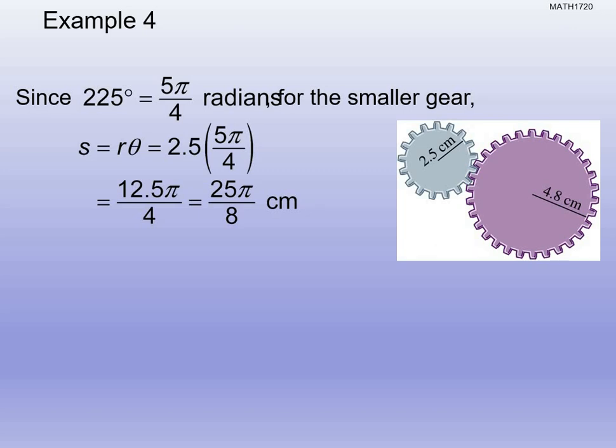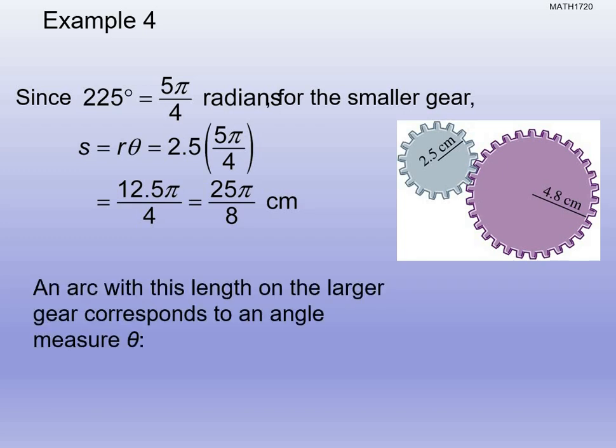Now we're finding theta of the large gear, and we just found its s, and we know what r is. R is 4.8 for the large gear. We have to do a little bit of algebra here. We're solving for theta now. In all the previous examples, theta has been given, but in this case we're going to solve for theta. So s equals r theta, or theta is equal to s over r. We take the arc length that we just found and divide it by the radius of the gear, and that gives us theta. Simple algebra manipulation.